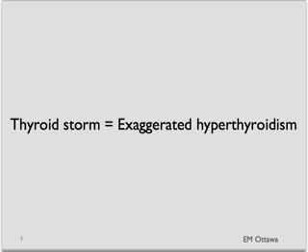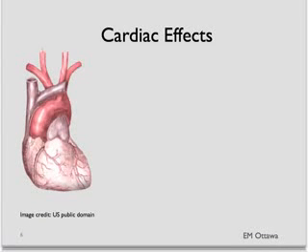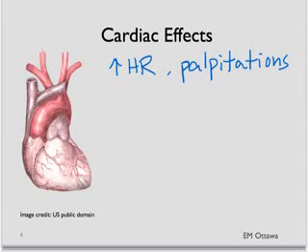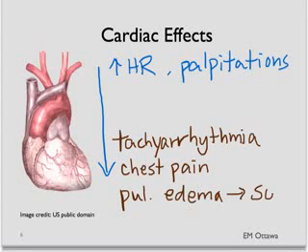What are those clinical features? Well, they mainly affect 3 different parts of the body: the heart, the brain, and the GI tract. In the heart, in simple hyperthyroidism, there is tachycardia and palpitation. As the patient gets into thyroid storm, the symptoms become much worse. Now there are tachyarrhythmias, chest pain, and pulmonary edema, leading to shortness of breath.